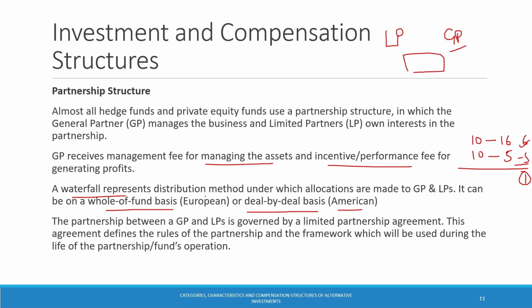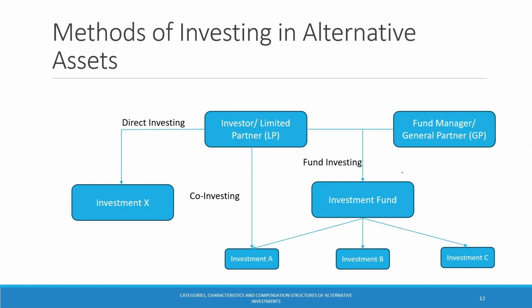Between the LP and GP there will be a limited partnership agreement, which will decide how the waterfall structure will be, what the rules will be, and how the GP will decide the operations of the fund. So this is very similar to what we looked into earlier. An investor, an LP, can invest directly, or can invest through an investment fund with a fund manager, which is fund investing, and co-investing, which is wherever the fund is investing you put some of the money here.